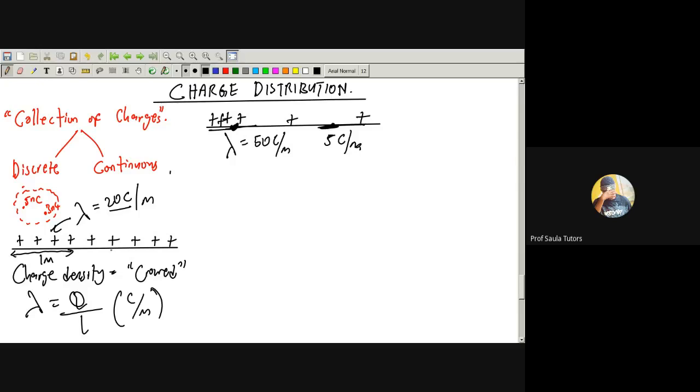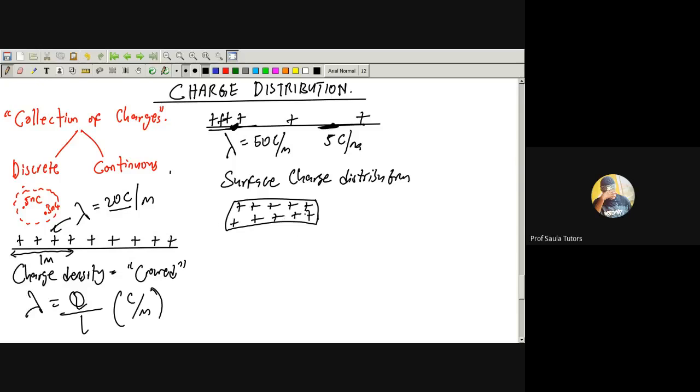So this is the first one, linear charge density. The next one is surface charge distribution. Now, let me say I have this surface, and charges are distributed on this surface also.